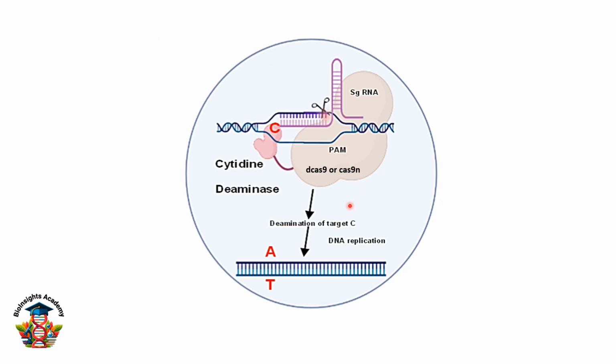So, in this system, for generating a staggered cut and single base replacements, first the Cas9 nickase creates a single strand nick in the non-edited strand opposite the deaminated cytosine. This nicking helps in stimulating the DNA repair process, enhancing the efficiency of base editing.